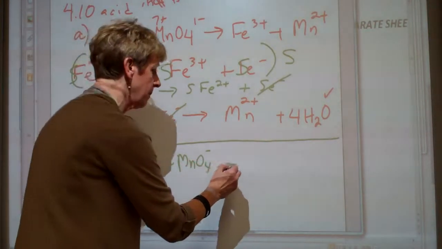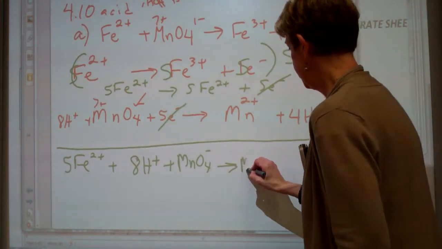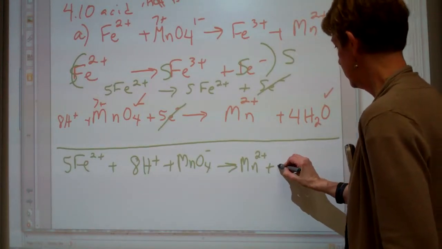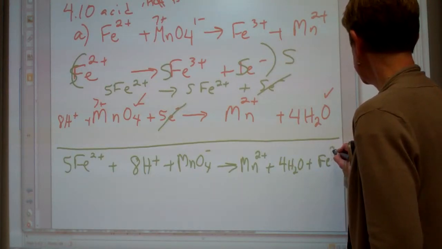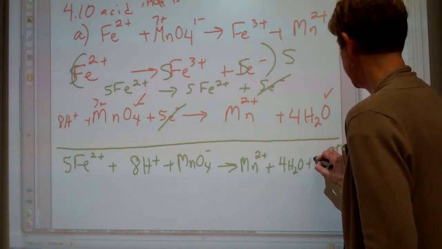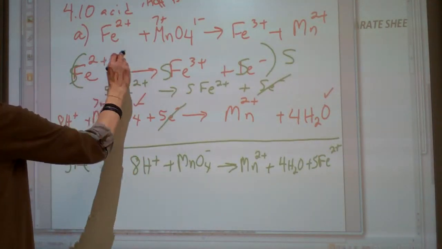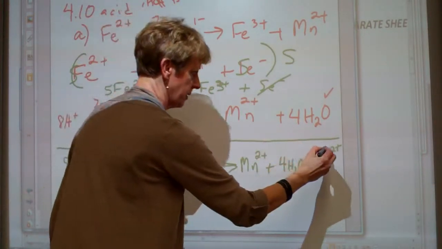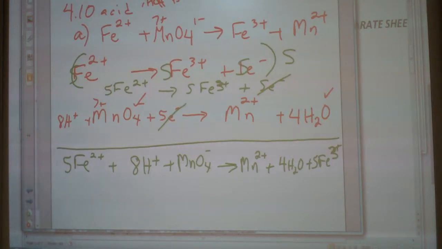Cassie, tell me what's on my product side. Mn2 plus. You bet. And again, folks, I don't care what order it's in, meaning she could have brought it down. Wasn't that a 3 plus? Yeah, this one's a 3 plus, right? Because the charges aren't going to work if we don't fix that.